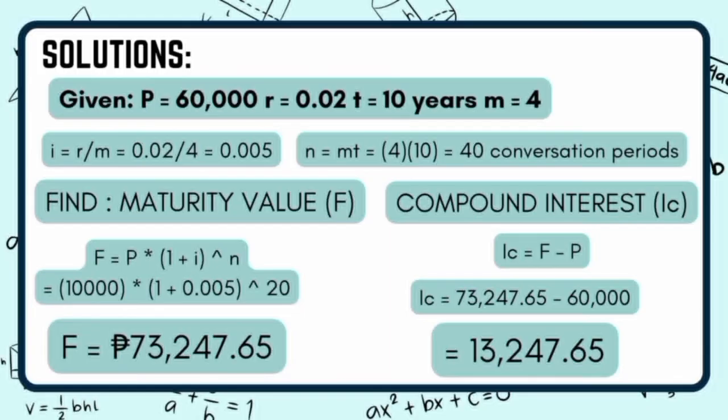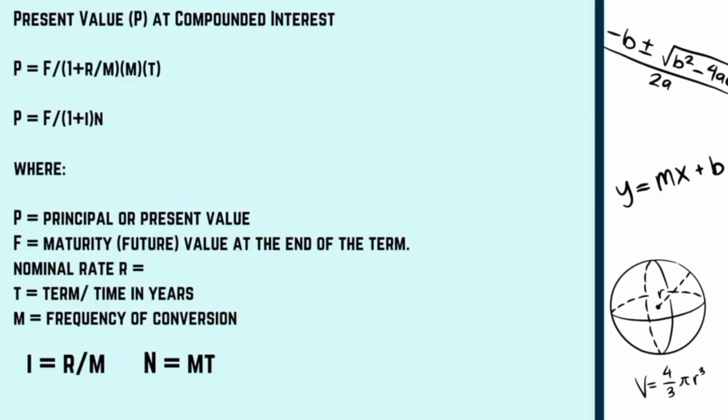So ang formula nato is IC equals F minus P. Ug ato ang future value dire kay 73,247.65. Ug ato ang present value is 60,000. I-subtract lang nato na silang duha para makakuha ta og 13,247.65. Ug dire na punta sa present value at compounded interest.